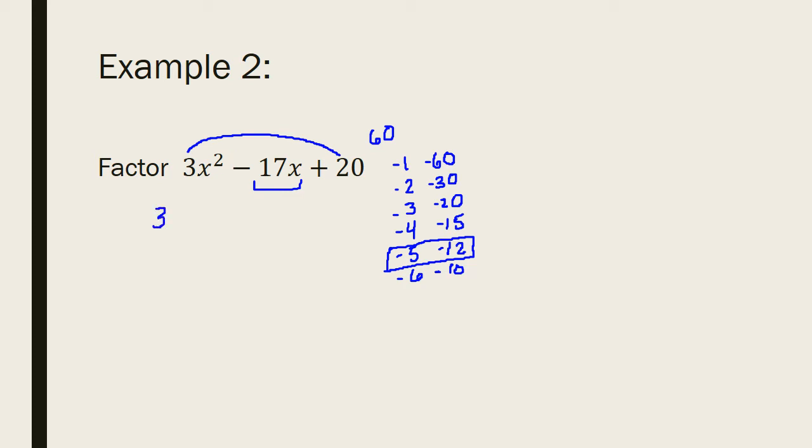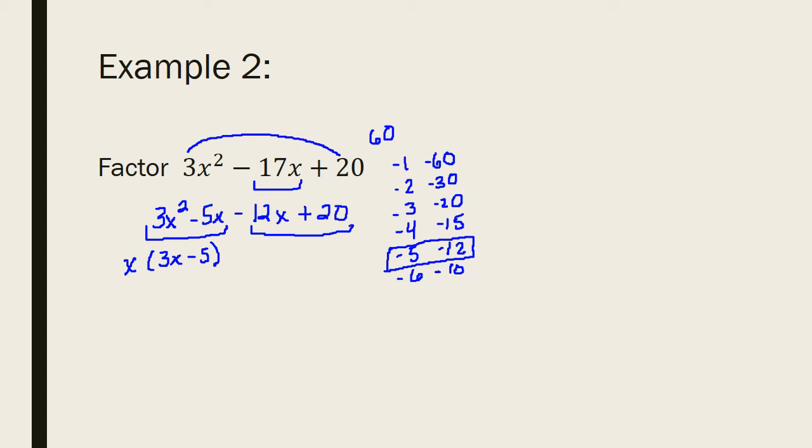So I'm going to write 3x squared and now instead of writing minus 17x, I'm going to write minus 5x, minus 12x, and then plus 20. Now I've got 4 terms, so we're going to do the grouping method. Group the first 2, see what they have in common. All they have in common is an x, so I bring that out, and that gives us 3x minus 5. Group the last 2, see what the GCF is, and we see that that's a 4.